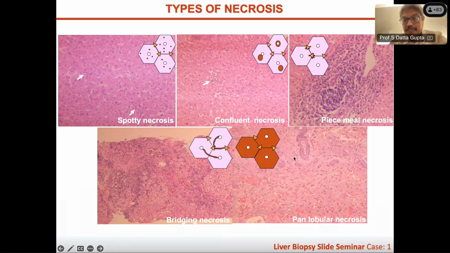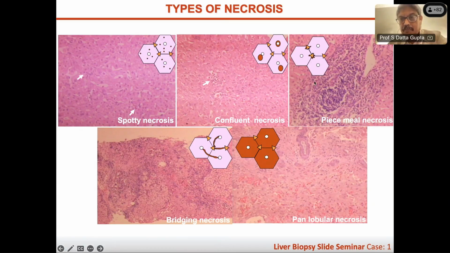Supposing the entire lobule has gone. Here you see there are surviving hepatocytes as well as necrosis from one area to another. Here there are no surviving hepatocytes throughout the lobule compared to this. You see this? The entire lobule is necrosed. Here it is only from here to here, here to here. The remaining hepatocytes are surviving. This is called panlobular or pan-acinar necrosis.